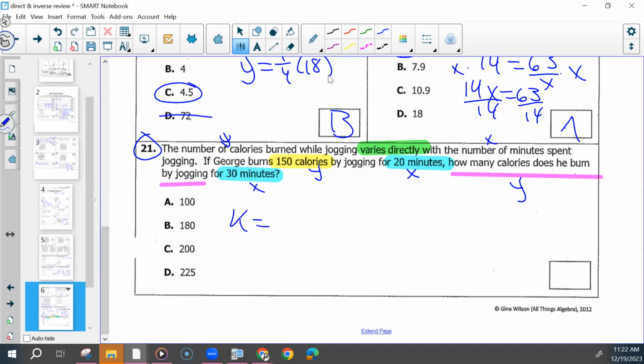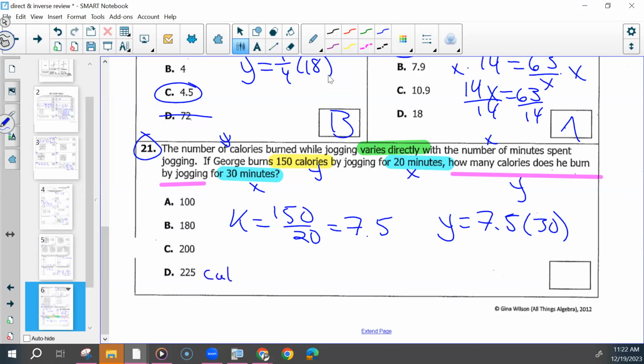Try doing one. Dividing, because it's directly. So 150 divided by 20, what would that be? Right, sometimes that may be an answer choice if this is multiple choice, so be careful. Then use that to find your equation. How would we set that up? Times 30. Multiply that, what would that give us? 225. If you were writing this out, it would be calories. Make sure you put your labels. Questions on that one?